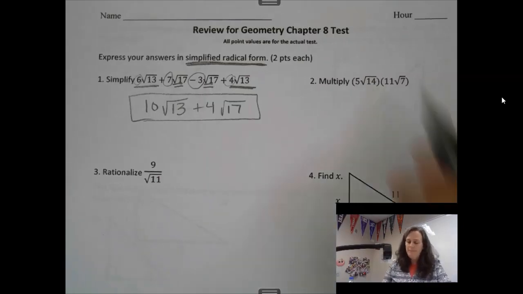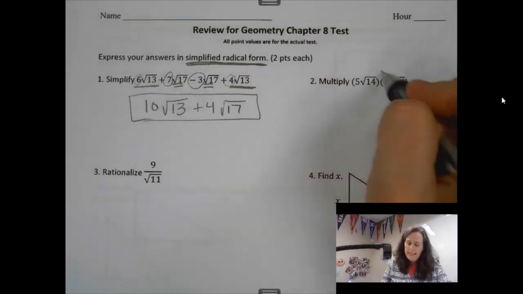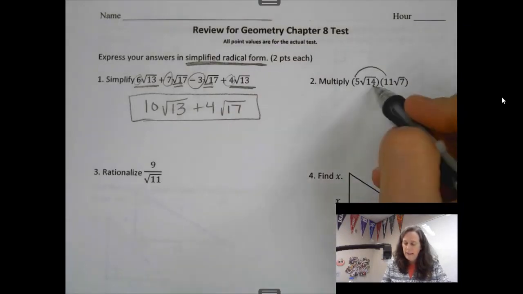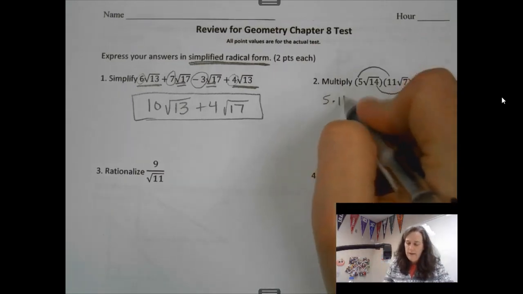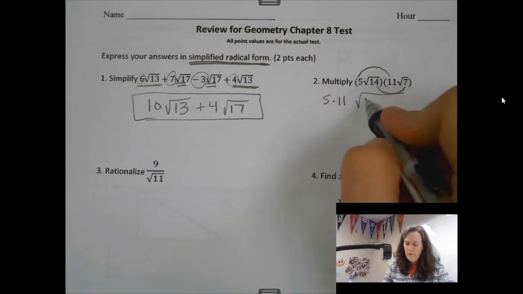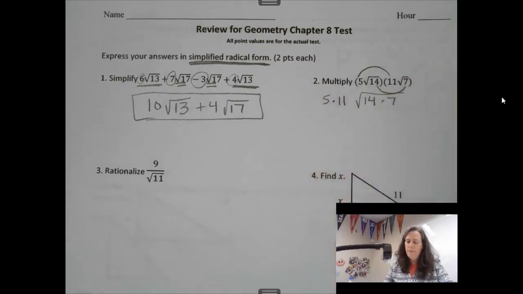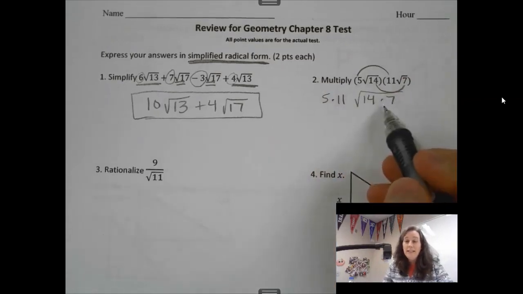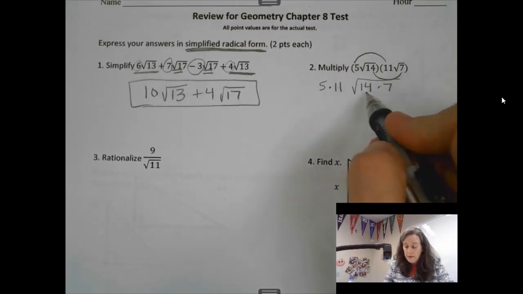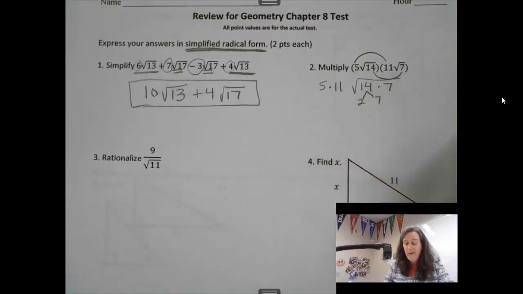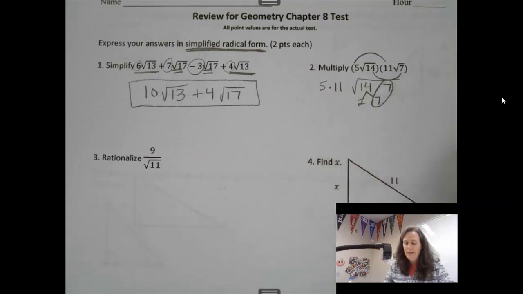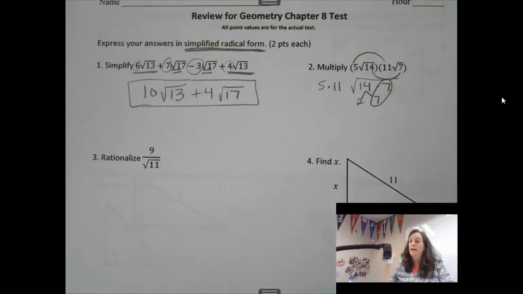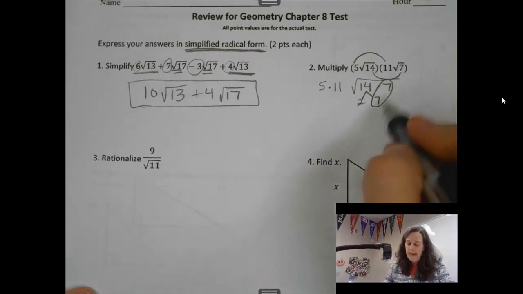Okay, multiplying. Multiplying, you multiply the outside parts together and then you multiply the inside parts together. So since 5 is on the outside, 11's on the outside, we'll put those two together. On the inside, 14 and 7. And you want to check and see if there are any doubles under the radical sign. And there are. If I break my 14 down into 2 times 7, I have 2 7s. That means there's a perfect root there, a perfect square, and I need to take that root out.